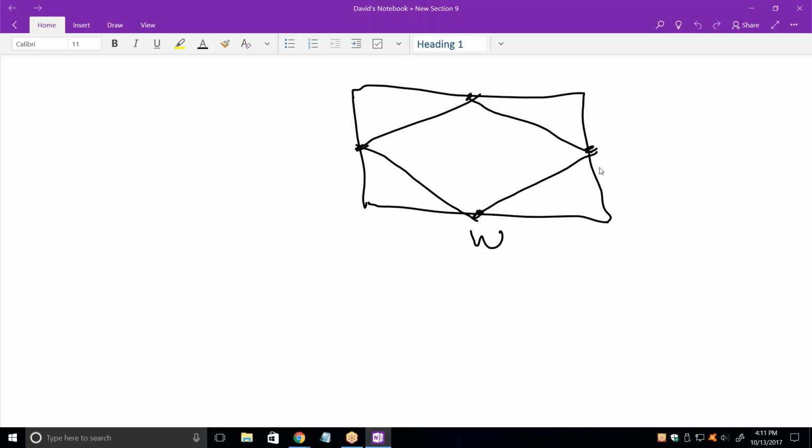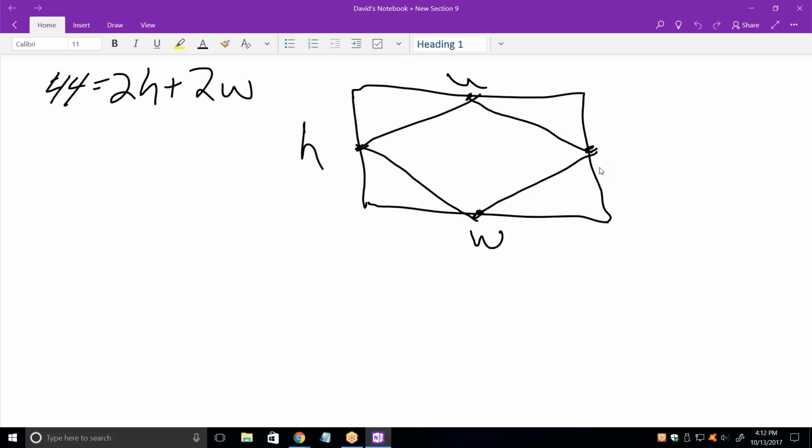And let's call this the height. Because what we know is that the perimeter is 44. So 44 equals 2h plus 2w.